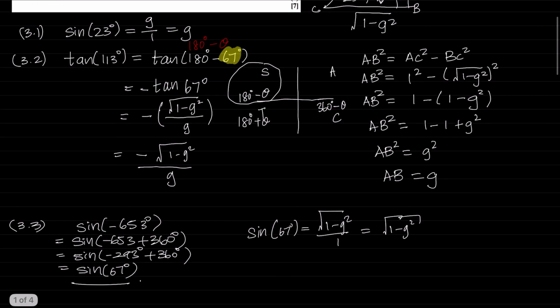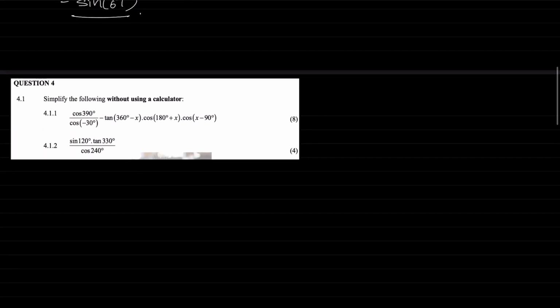Okay, let's move on. So next question says, simplify the following without a calculator. Now again, we're going to use a CAST diagram here. Let's draw in our CAST diagram. So we got C, A, S, T. This quadrant is 360 minus theta. This quadrant is 180 plus theta. This one is 180 minus theta, and that's just normal, right?